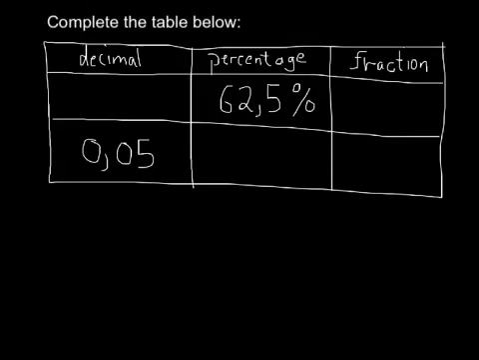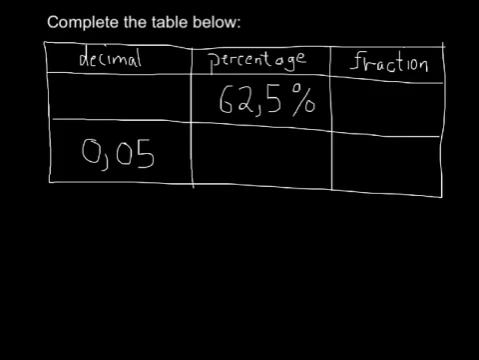Okay, so a very important skill in grade 6 is to be able to convert between decimals, percentages, and fractions. So the first one, they've actually given us the percentage, 62.5%, and we need to work that out as a decimal and as a fraction. So first of all, let's think about what 62.5% actually means.